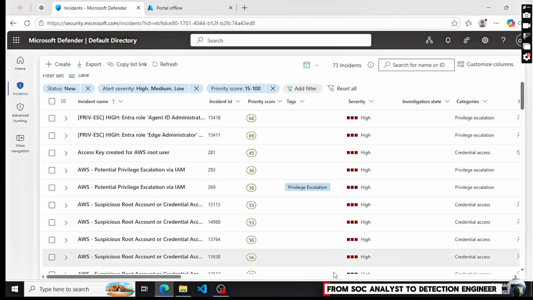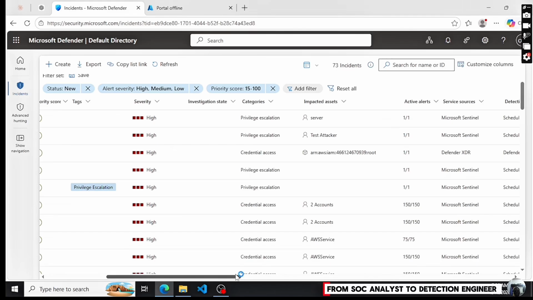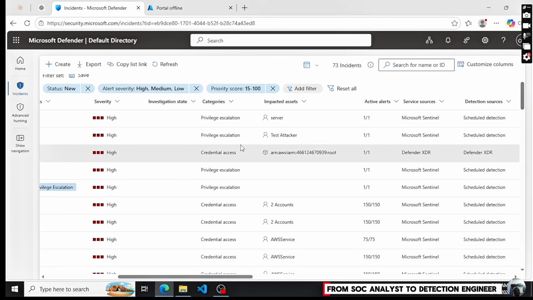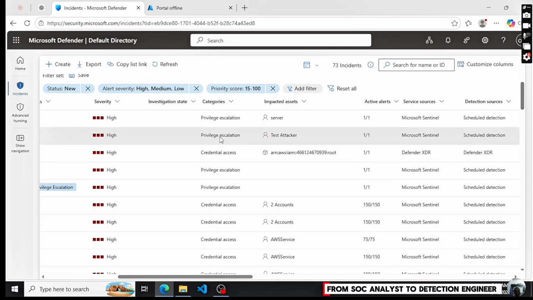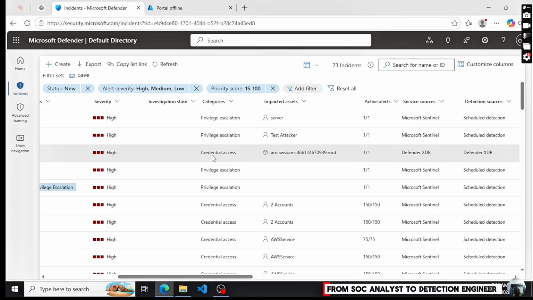Then we also have the category. Now, the category is actually speaking and telling us some important facts that we need to understand. So, for example, we have privilege escalation. You can see privilege escalation means that somebody is trying to escalate this privilege, maybe from a normal user to an admin. And we see this is credential access.